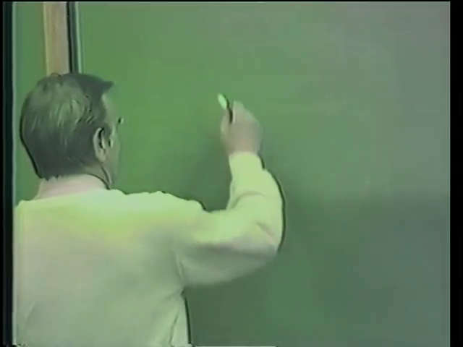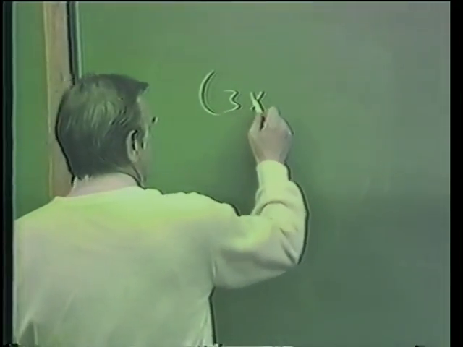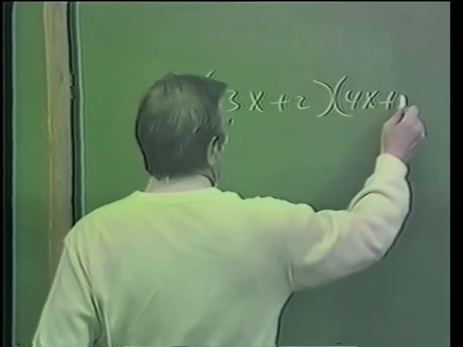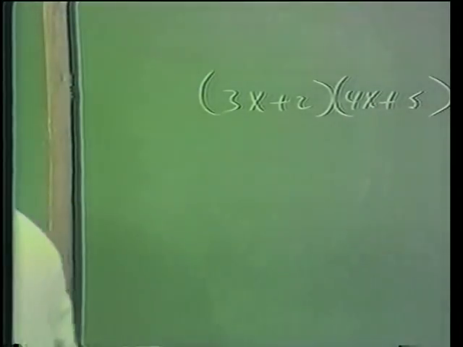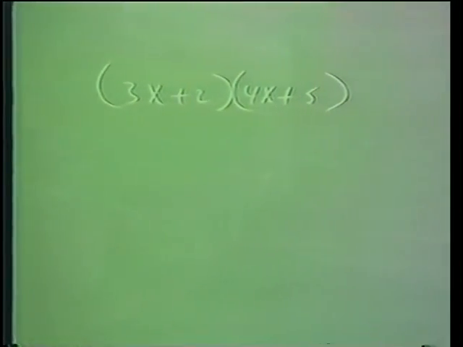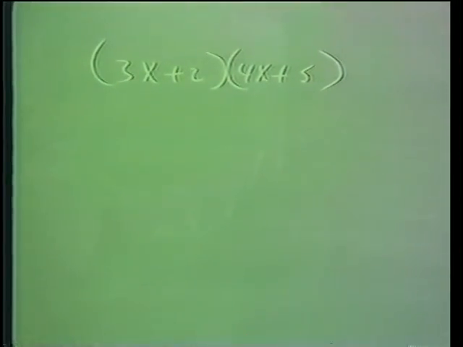Very good. Let's make them just a little bit harder. Let's suppose we have the quantity 3x plus 2 times the quantity 4x plus 5.